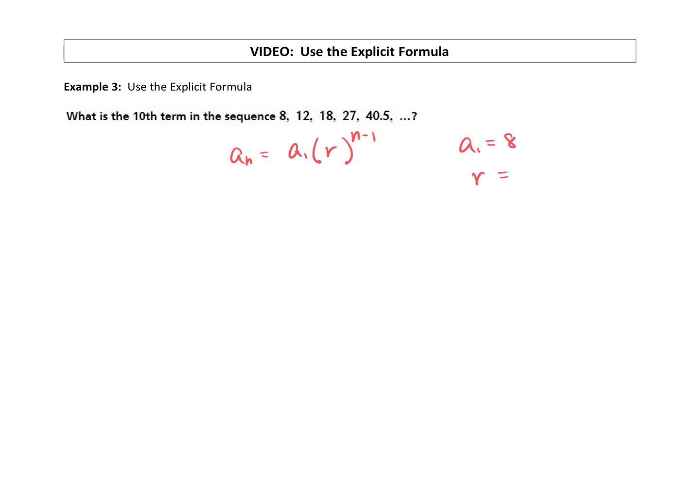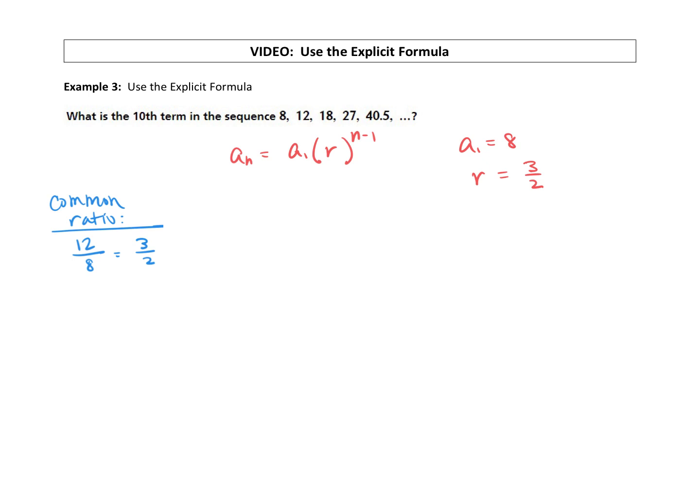Again, we know this is geometric. Well, I guess they didn't tell us it's geometric, so I am going to tell you that this is geometric. So we can find the common ratio by taking the second term, dividing it by the first term. 12 does not divide by 8, so let's reduce. We can divide those both by 4, and we get 3 halves. So our common ratio is 3 halves.